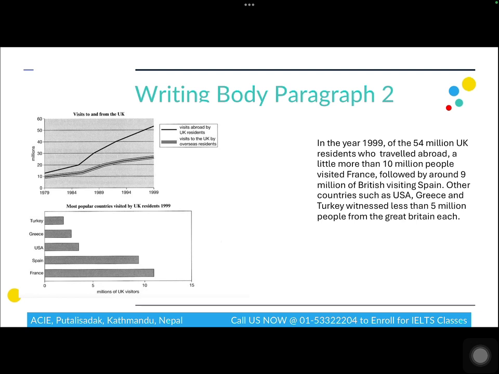Likewise, to talk about body paragraph 2, in the year 1999, of the 54 million UK residents who traveled abroad, a little more than 10 million people visited France, followed by around 9 million British visiting Spain. Other countries such as USA, Greece, and Turkey witnessed less than 5 million people from Great Britain each, right? So now in the second paragraph, I'm talking about the bar graph.